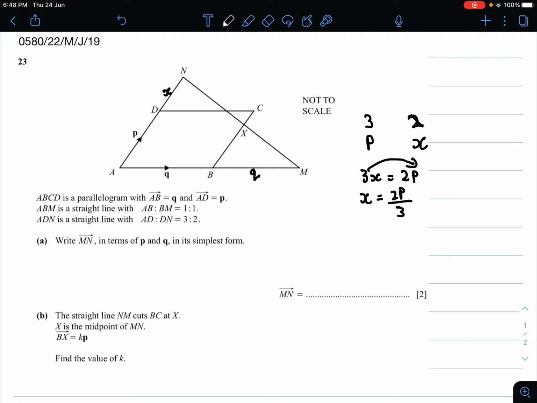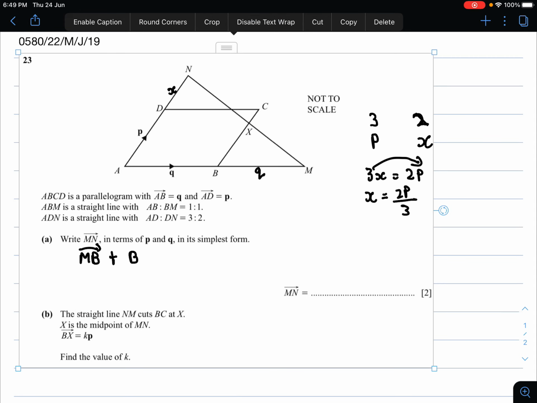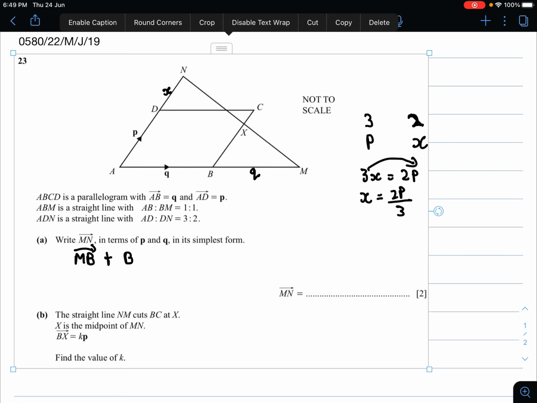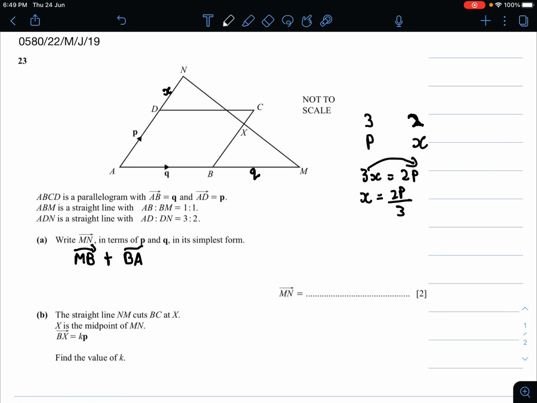MN. So how we can do that is we can work our way from MA, or actually instead of me directly writing that, I'll write MB plus BA plus AD plus DN. Now all we need to do is substitute the values.